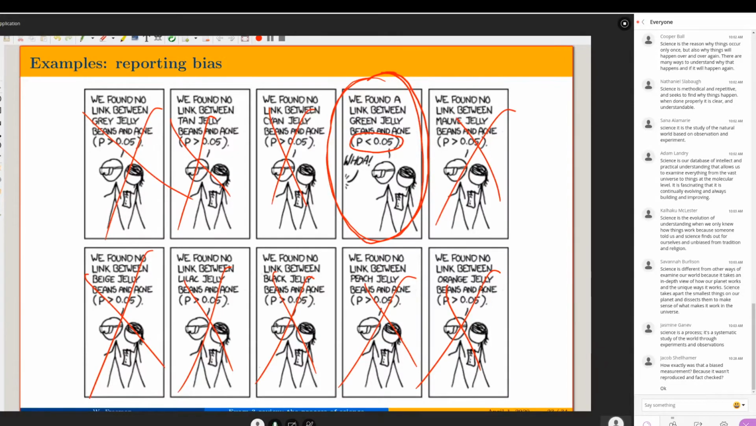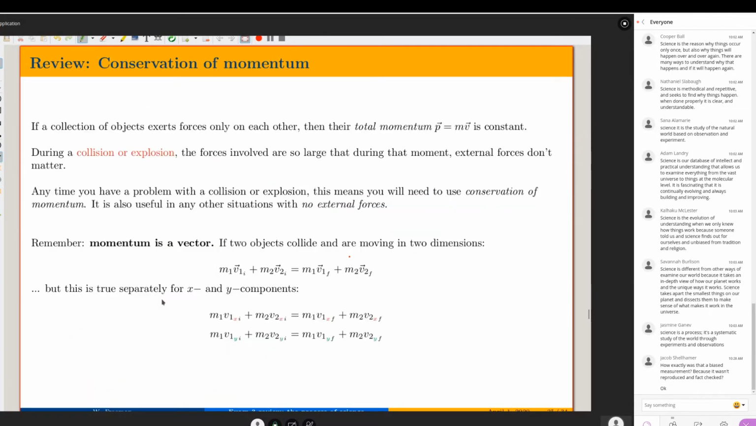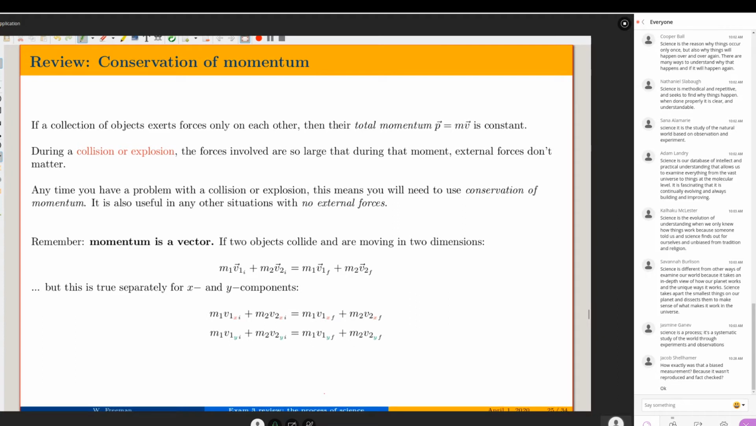And now I'd like to move on to the portion of class where we review for exam 3. So the two main topics are conservation of momentum and conservation of energy. Conservation of momentum is that if there's an interaction between objects where there are no external forces, then the total momentum is constant.